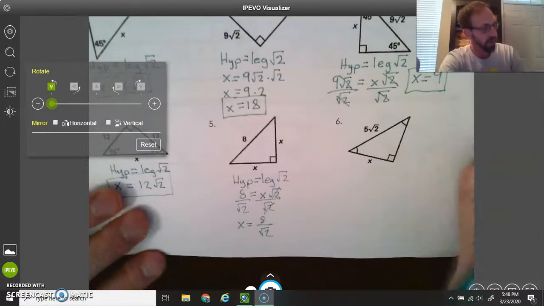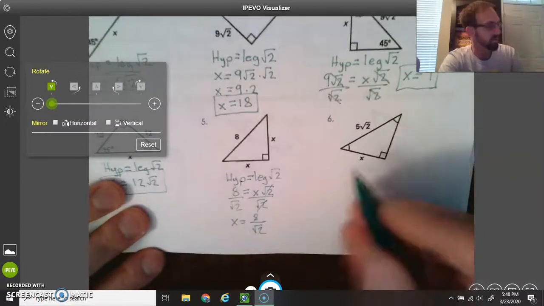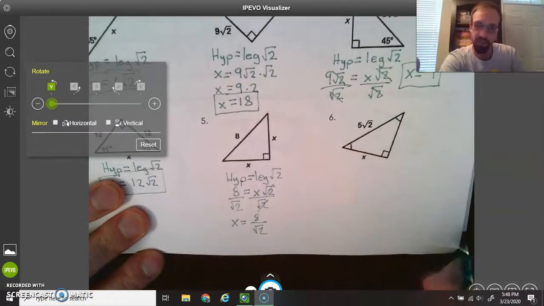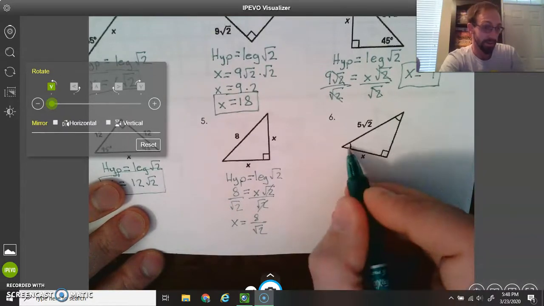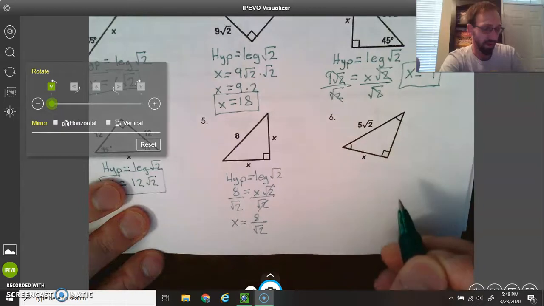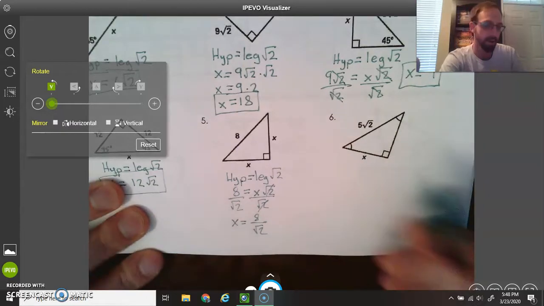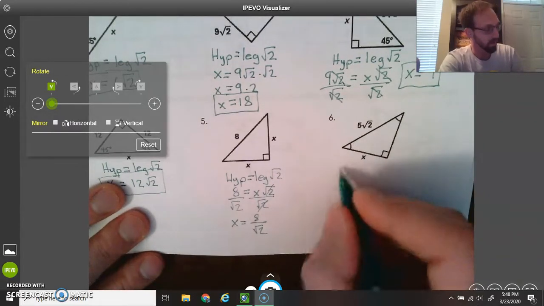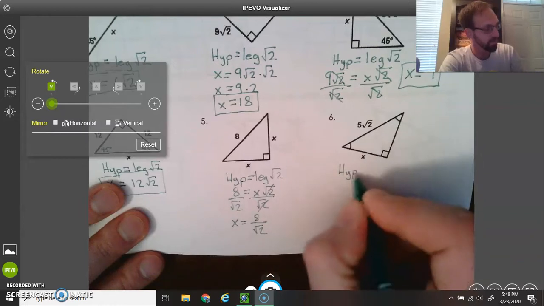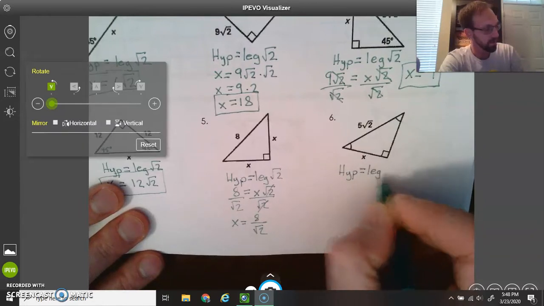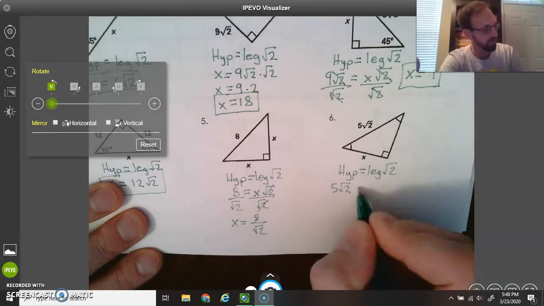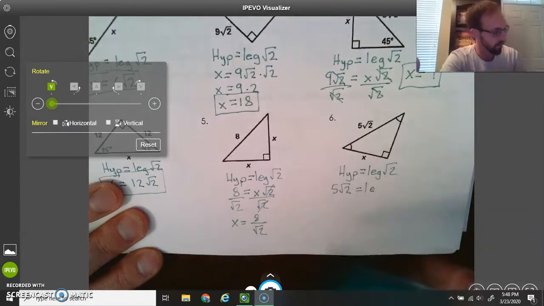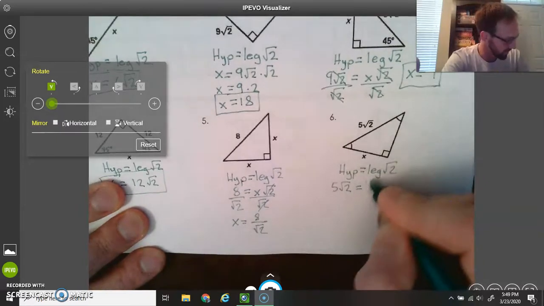The next one is also a 45, 45, 90, because this and this show us that those angle measurements are the same. This is 90 degrees. That has to be 45, and that has to be 45 because there's only 90 degrees left. Divide by 2. So we're going to take hypotenuse, set it equal to leg times square root of 2. Hypotenuse we know is 5. Oh, I know that leg is x.